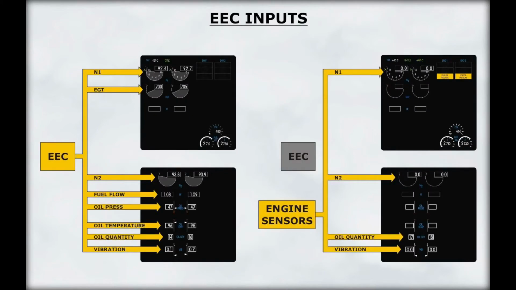Engine information is provided by the respective EEC. When the EEC is not powered, N1, N2, oil quantity, and engine vibration information are provided directly by the engine sensors.